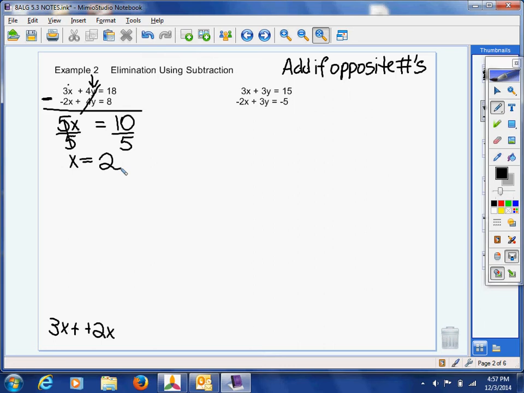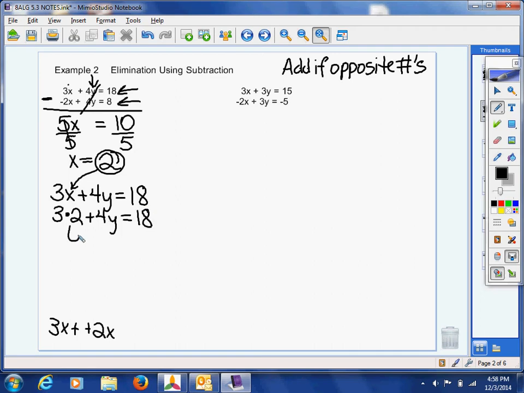Now we need to find the y. So just choose one of the top two equations. Just pick one of them that you want to plug the x into. I'm going to go with the top equation. It doesn't matter. Whatever one looks easier to you, that's the one you should choose. All right, we're going to take the 2. We're going to plug it in for x. So 3 times 2 plus 4y equals 18. Remember, 3 times 2 is 6.